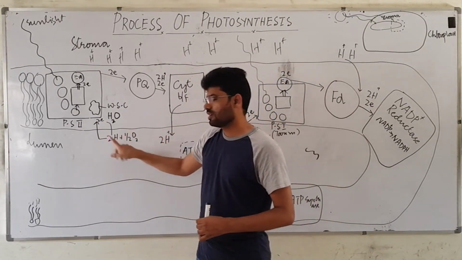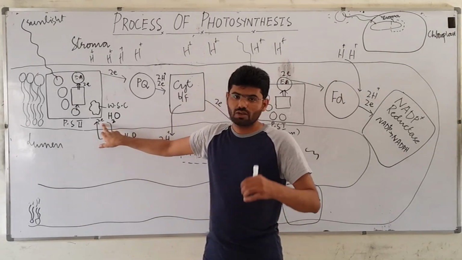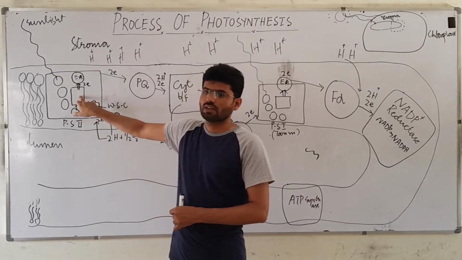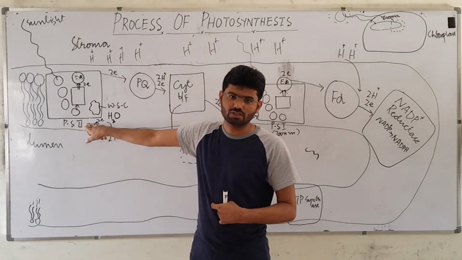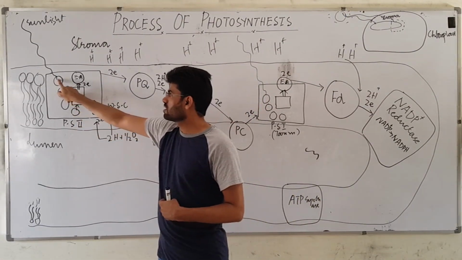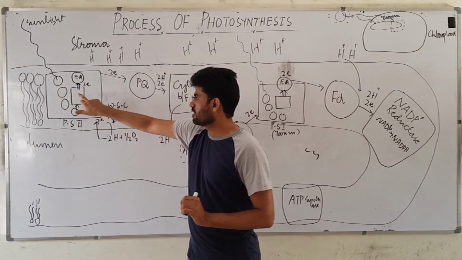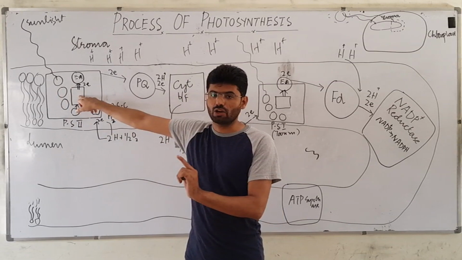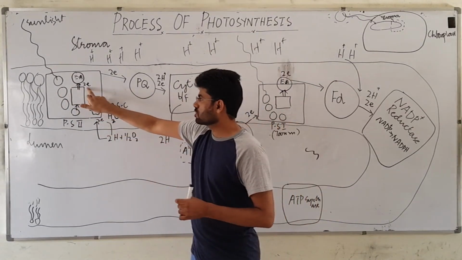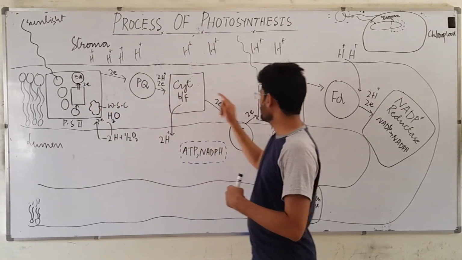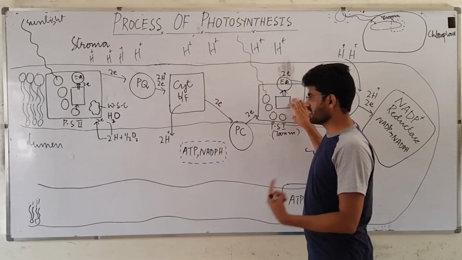These two hydrogens will lose two electrons, and those two electrons will be given to this chlorophyll A molecule of this PS2. Please remember, these chlorophylls didn't lose their electrons, but this was the reaction center chlorophyll A molecule. It lost its two electrons. Those two electrons were given to the PS1, because PS1 also lost its electron at the same time.